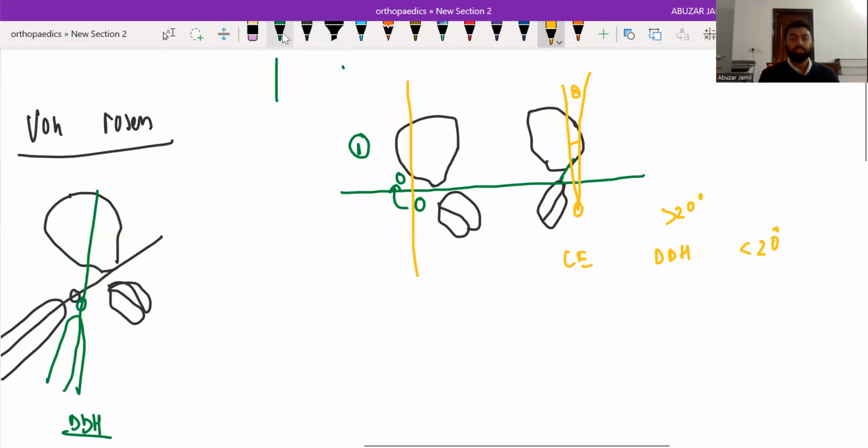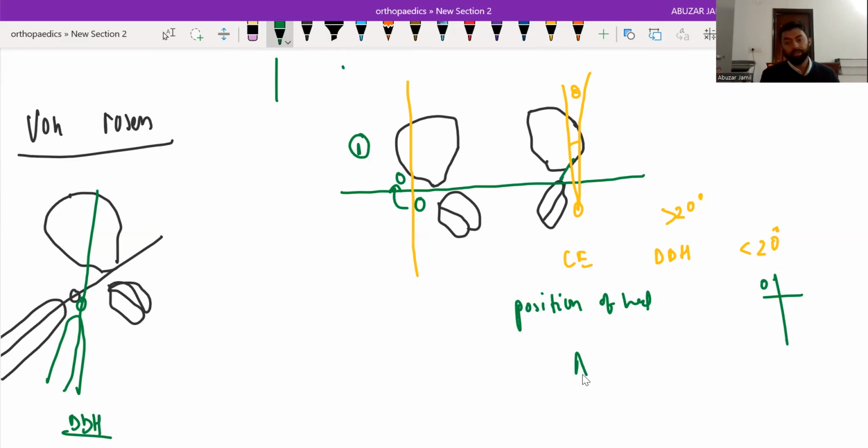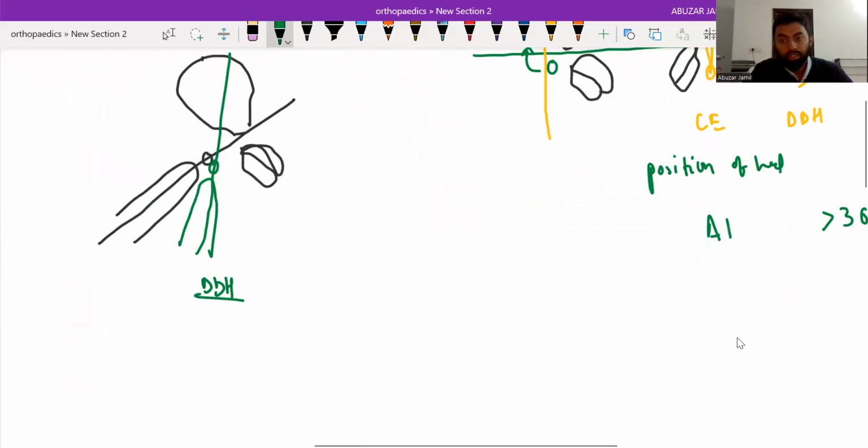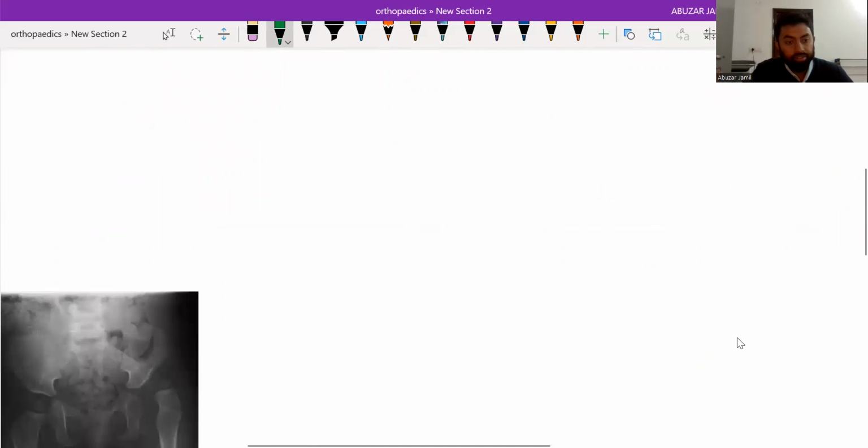And the two other findings that we have seen earlier are the position of the head, that goes in the upper and outer quadrant, and the acetabular index that becomes more than 30 degrees. Now we again will see all these findings in a USG and an X-ray picture respectively.